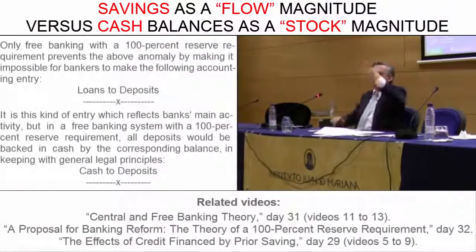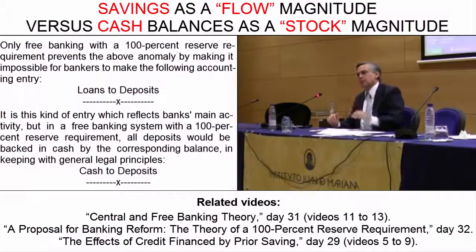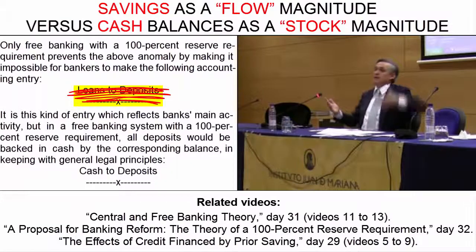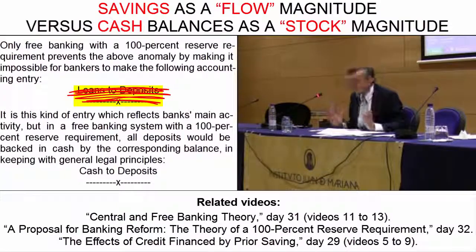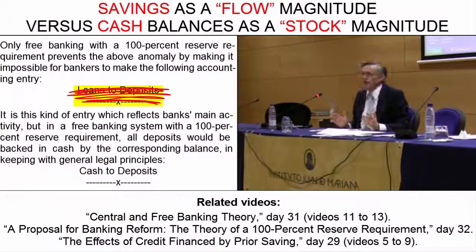Only free banking with a 100% reserve requirement prevents this defect, since such a system precludes what is now banks' chief accounting entry, namely loans to deposits. This entry becomes impossible, because with a free banking system and a 100% reserve ratio, the only entry bankers can make is cash to deposits.